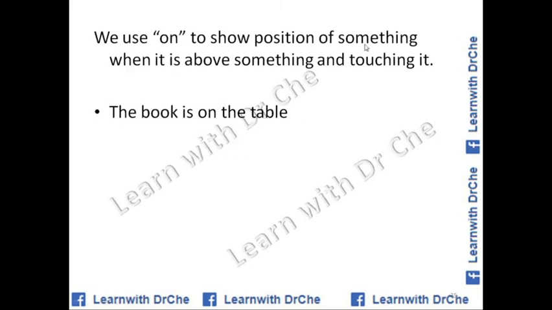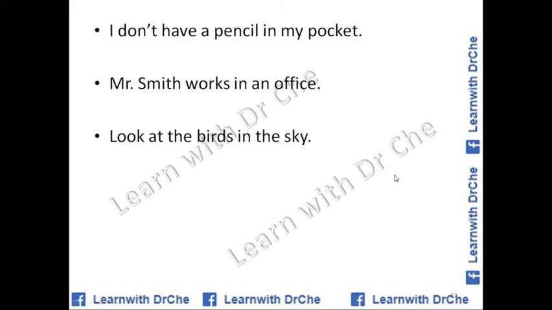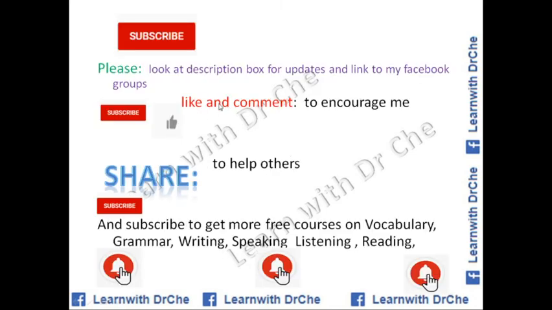We use on to show the position of something when it is above something or touching it. The book is on the table. In is used to show something that is inside. He lives in London. There are three types of flowers in my garden. I don't have a pencil in my pocket. Mr. Smith works in an office. Look at the birds in the sky. So at the end, the same thing.